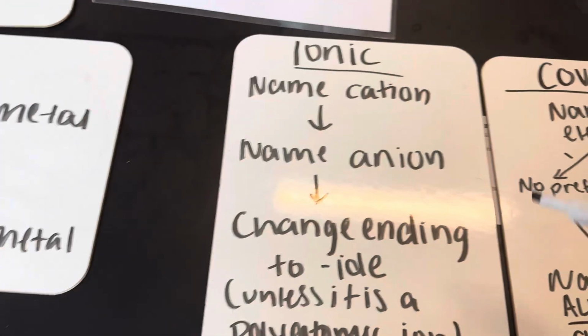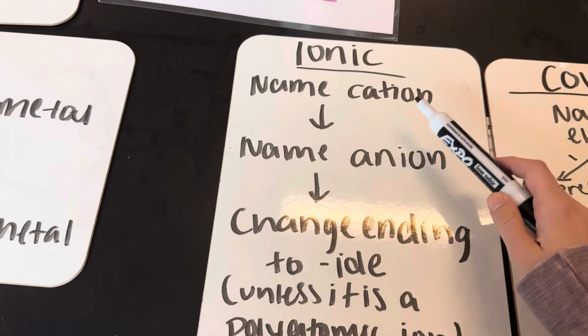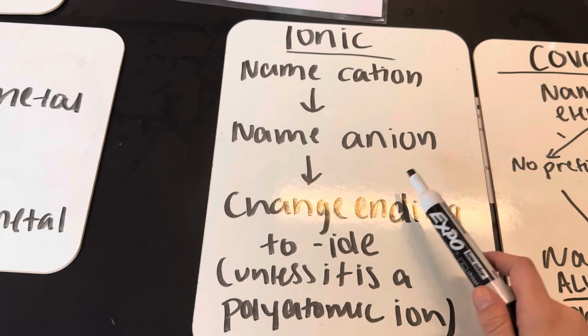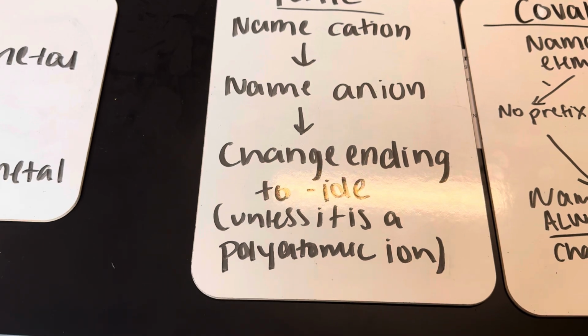So if I'm naming an ionic compound, it's pretty easy, nothing crazy. You just name the cation, which is the first one, then you name the anion, but you change the ending to "ide," unless it's a polyatomic ion.